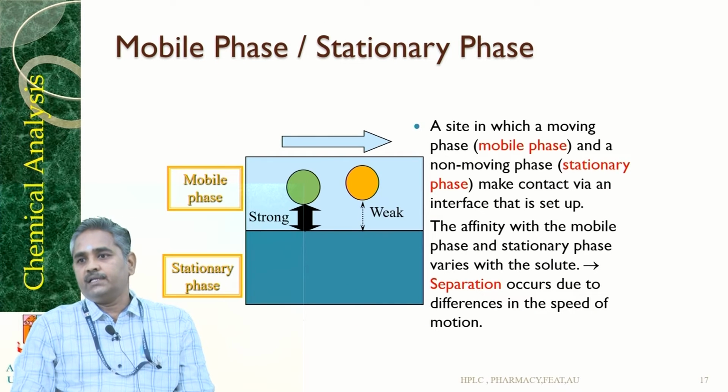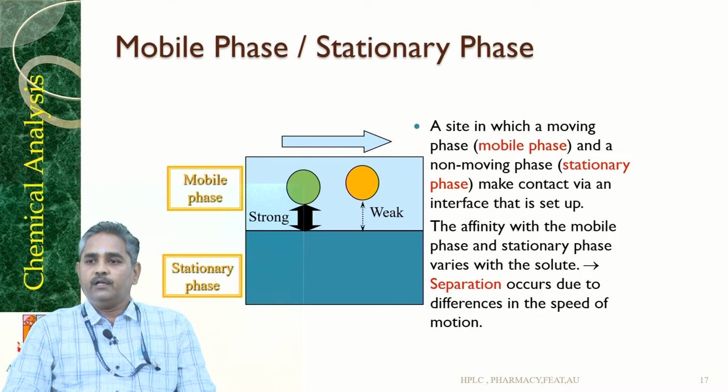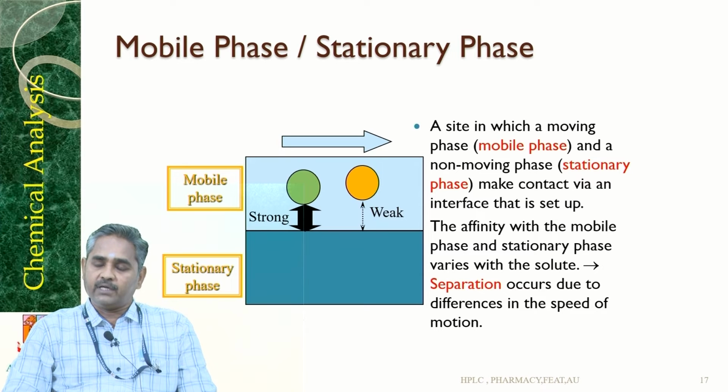Mobile phase versus stationary phase. The mobile phase is generally a liquid, and the stationary phase is generally a solid. In chromatography, there are 2 types: gas liquid chromatography and liquid solid chromatography. When the solute has a strong affinity towards the stationary phase, it moves slower. When the affinity towards the stationary phase is weak, it moves faster.